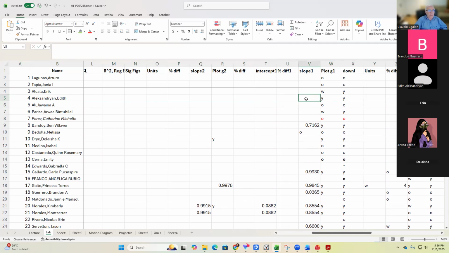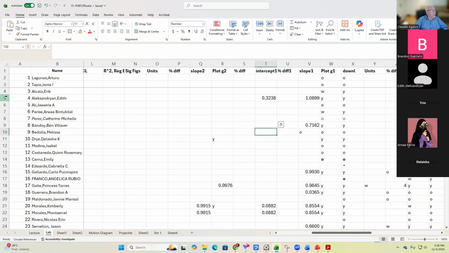What's the slope you're getting? I got 1.0899. Okay, good. That's a 9% difference. That's a good result. What about the intercept? I got 0.3238. Okay, there's something wrong with this number.